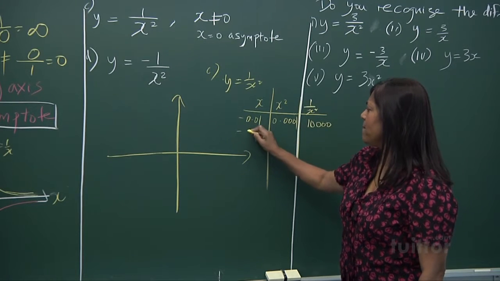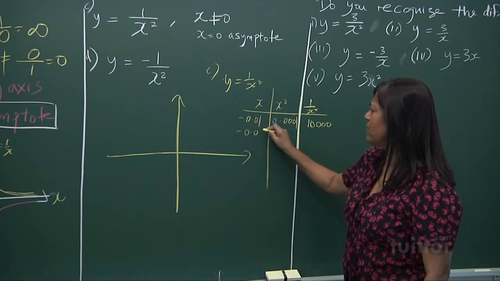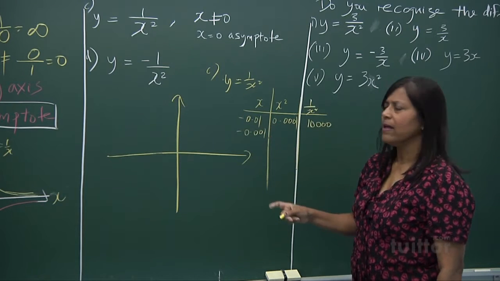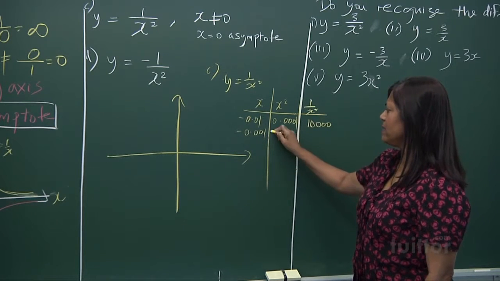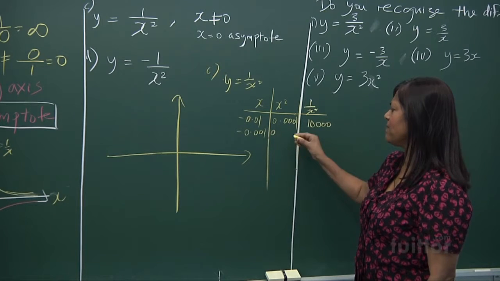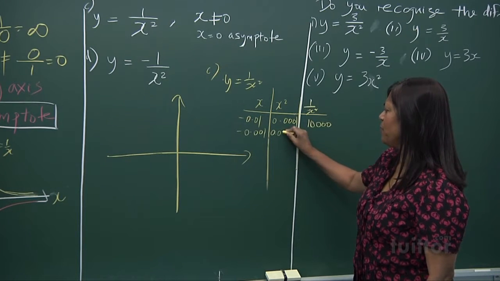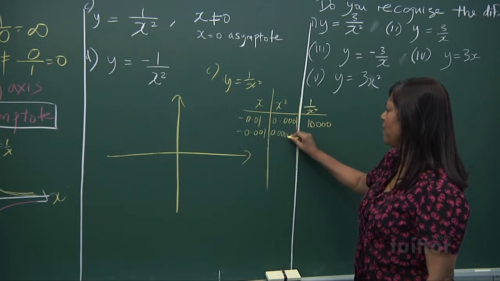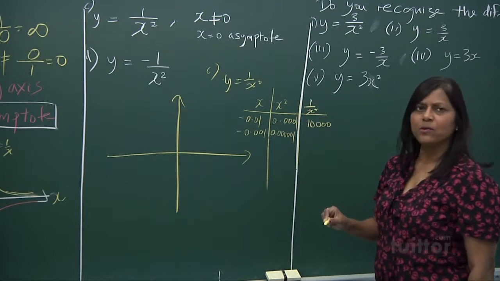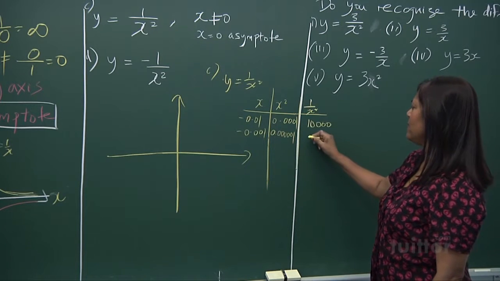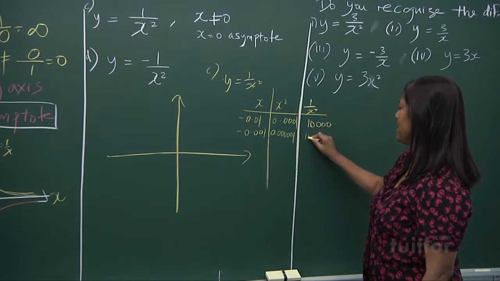If I put minus 0.001, what do you get? You get 3 decimal places becoming 6 decimal places. You count 1, 2, 3, 4, 5. So if you move 6 places, you get 1,000,000.